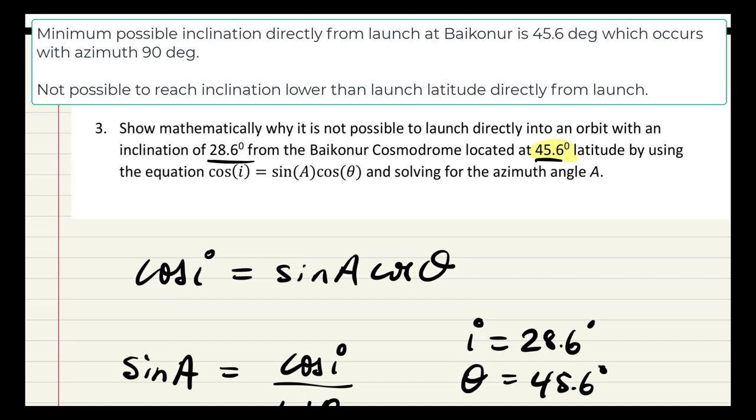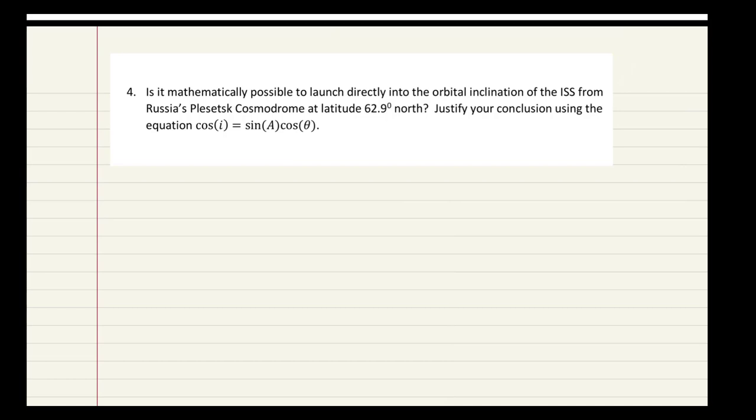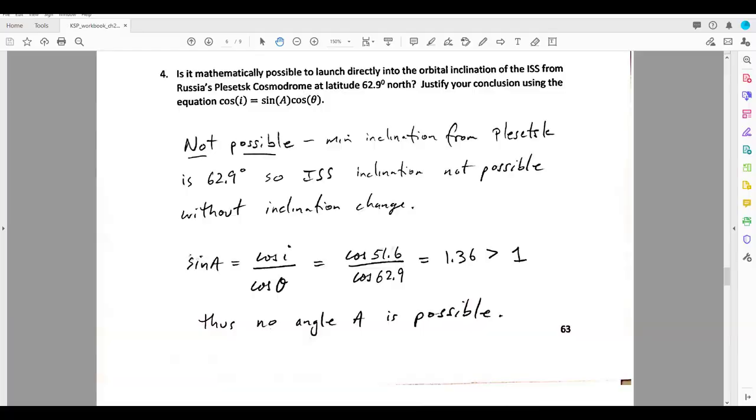How about this question number 4? Is it mathematically possible to launch directly into the orbital inclination of the ISS from Russia's Plesetsk Cosmodrome, which is at a latitude of 62.9 degrees north? Justify your conclusion using the equation cosine I equals sine A cos theta. Well, the answer is no, it's not possible. The minimum inclination from Plesetsk is 62.9 degrees of inclination. So the ISS inclination, which is at 51.6 degrees, is not possible without an inclination change after the launch.